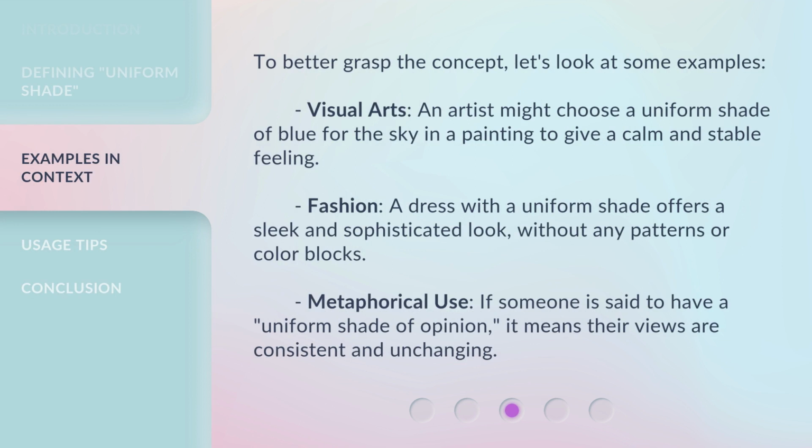To better grasp the concept, let's look at some examples. Visual arts. An artist might choose a uniform shade of blue for the sky in a painting to give a calm and stable feeling. Fashion. A dress with a uniform shade offers a sleek and sophisticated look, without any patterns or color blocks. Metaphorical use. If someone is said to have a uniform shade of opinion, it means their views are consistent and unchanging.